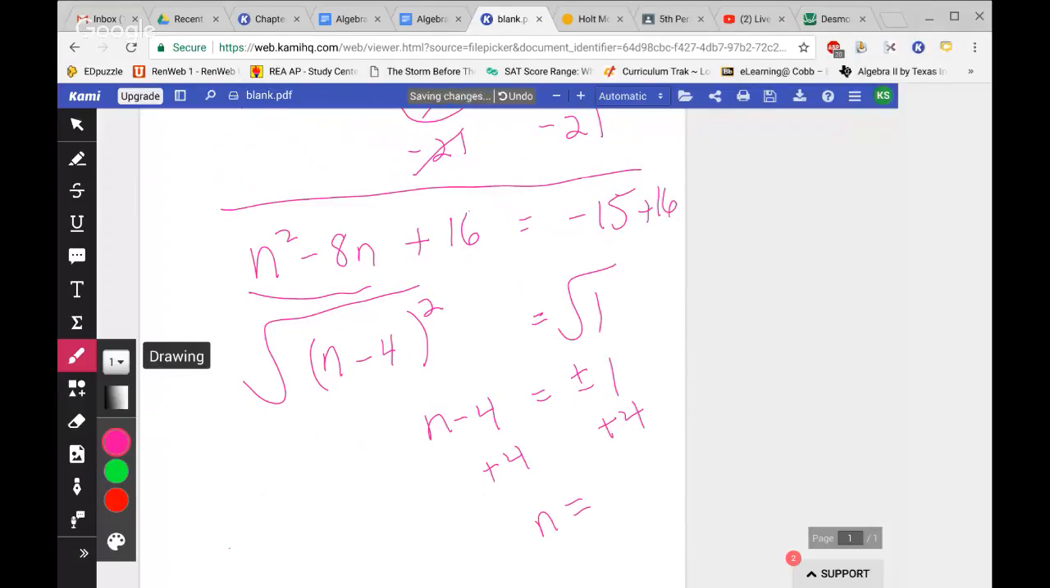Because typically with a quadratic equation, you're going to have two answers because there's going to be two places that the parabola is going to cross the x-axis. So now we have n equals 1 plus 4, which is 5, or we have n equals negative 1 plus 4, which is going to be 3. So those are our two answers.